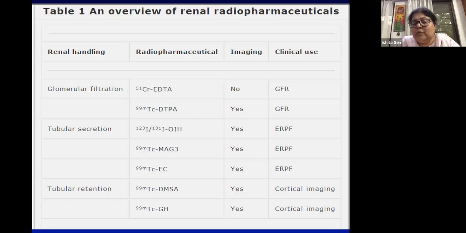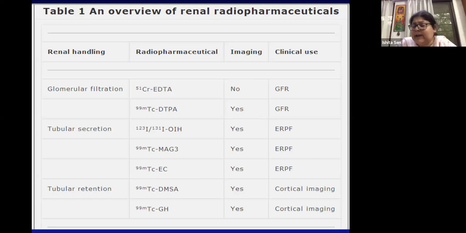It's important to understand that when it is the glomerular function that you're looking at, you should look for DTPA. When it is cortical scarring which you're trying to look for, you have to look for technetium DMSA. And when it is tubular secretion, for instance where you have a patient who has acute tubular necrosis, or a patient undergoing chemotherapy who has had some chemo-induced acute kidney injury, in these kinds of situations, a tubular secreting agent is better.